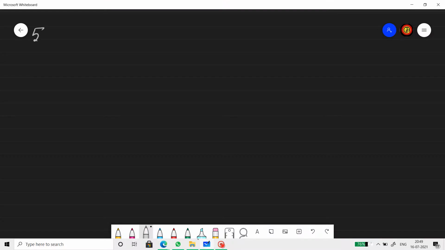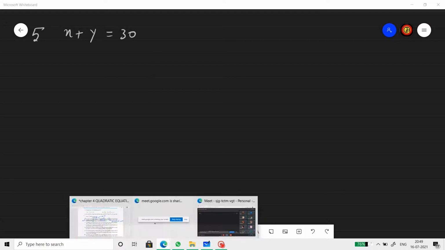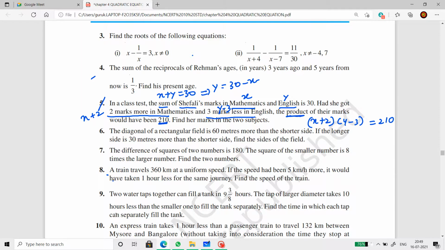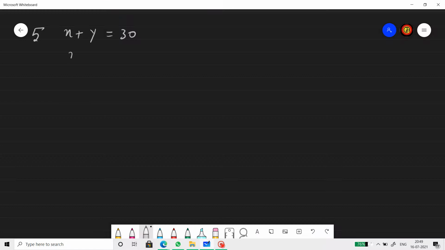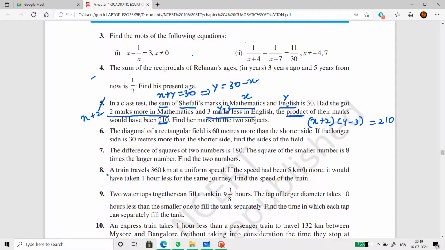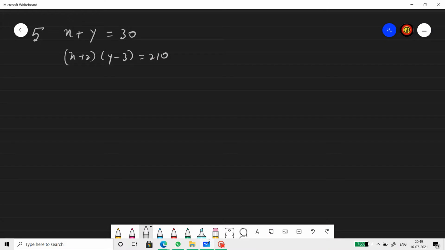Question number 5. X plus y, since I've explained it already over there, I'm not writing here, but in the exam you have to write all the statements. X plus y is equal to 30 and x plus 2 into y minus 3 equals 210. Yes. Now let's make this into one variable form.